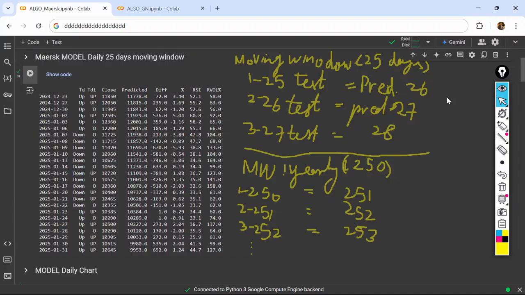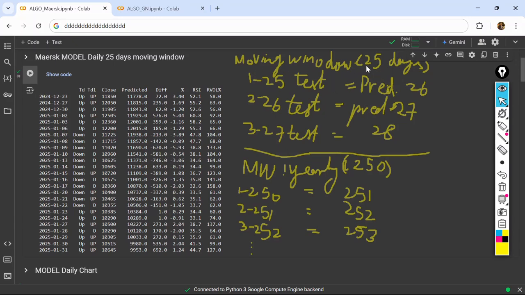Today I will discuss an important technique that I usually use in my model, called moving window. So how I use the moving window and how it works, I will discuss. The moving window is the data that our model takes as a test, and then it will predict the next day's data.